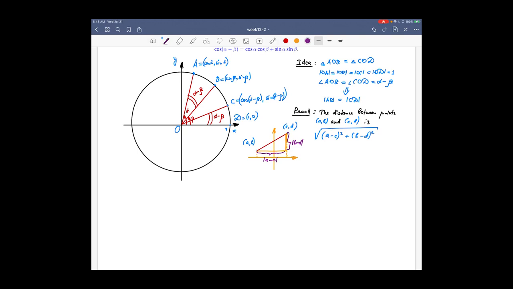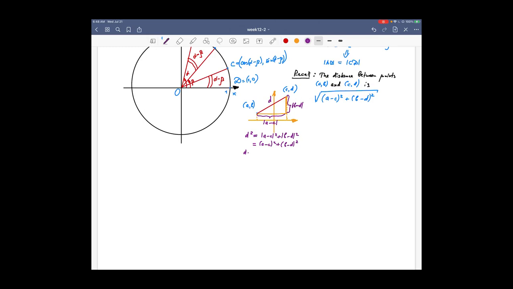So by the Pythagorean theorem, this distance d squared, as the square of the hypotenuse, equals the sum of the squares of the legs, a minus c squared plus b minus d squared. Of course, when you square the absolute value, you can drop it, because it's non-negative anyway. And from here, d is the positive square root of a minus c squared plus b minus d squared.